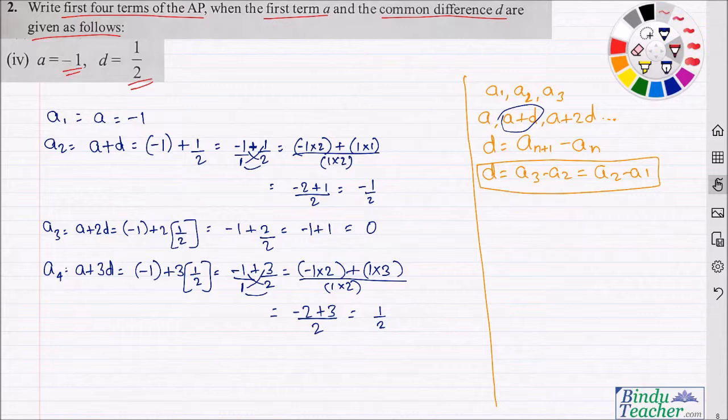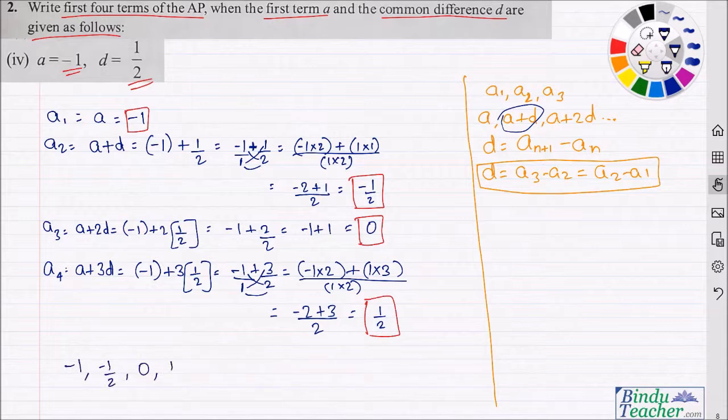So we have identified 4 numbers: -1, -1 by 2, 0 and 1 by 2. So the first four terms of the arithmetic progression where a equal to minus 1 and d equal to 1 by 2 are minus 1, minus 1 by 2, 0 and 1 by 2.